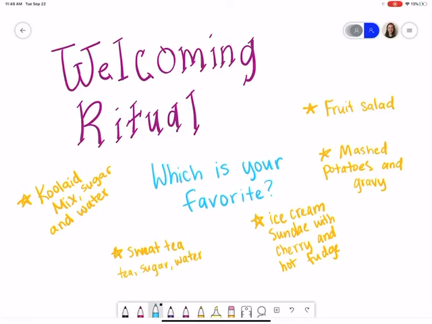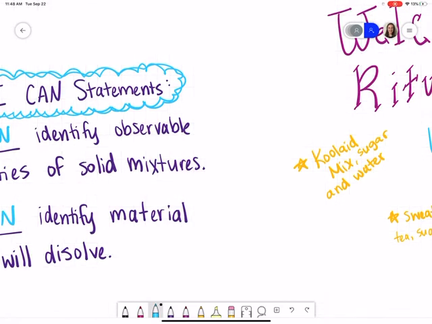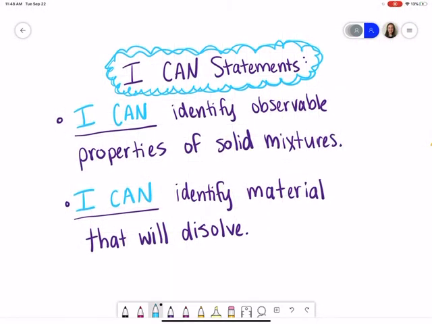Okay. So these are all similar because they are all mixtures, okay? They're all a mix of different things, a mixture of solids and liquids for some of them. Some of them are just solids, okay? But let's look into this a little bit more. So today our I can statements are I can identify observable properties of solid mixtures, and I can identify material that will dissolve.